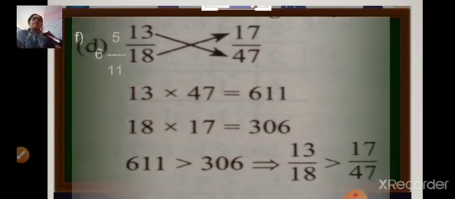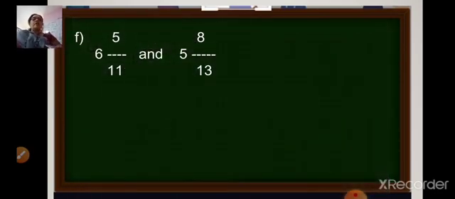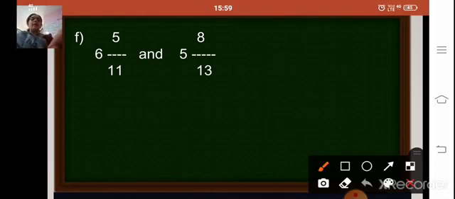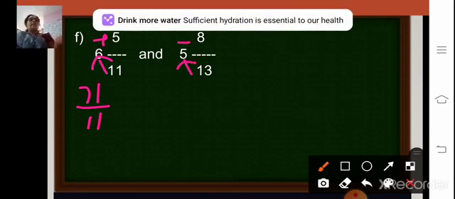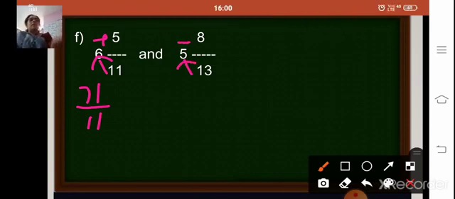Coming to the next sum, 6 5/11 and 5 8/13. Now here this is a mixed fraction. So first thing what you will do is you will convert it into improper fraction. Now to convert it into improper fraction, you'll multiply 11 into 6, that is 66, plus 5. So your first fraction will become 71 upon 11. Second one is 13 into 5 plus 8. So that will be 73 upon 13.